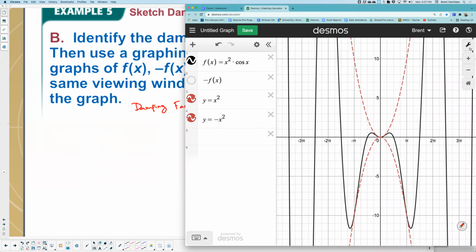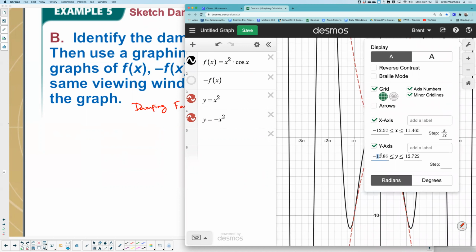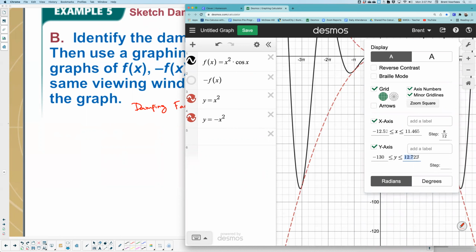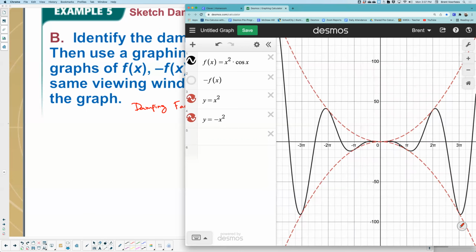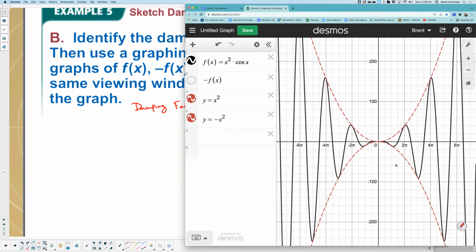I got an idea. I want to change the y's, but not the x's. I want the y's to be a whole lot larger. Let's go negative 130 and positive 130. So you can kind of see what's happening here. And I might just zoom out one time. There we go. That's the idea of what's happening this time.